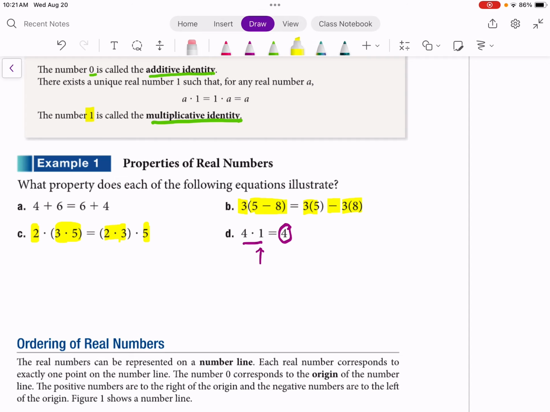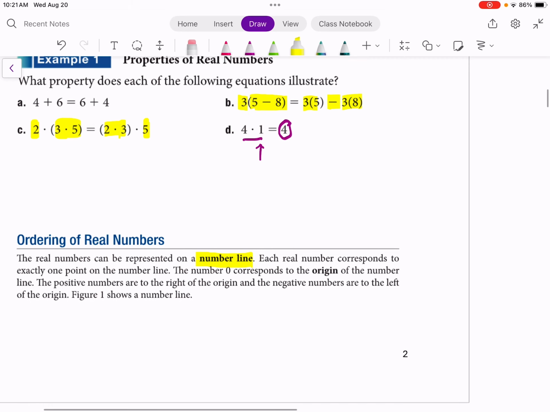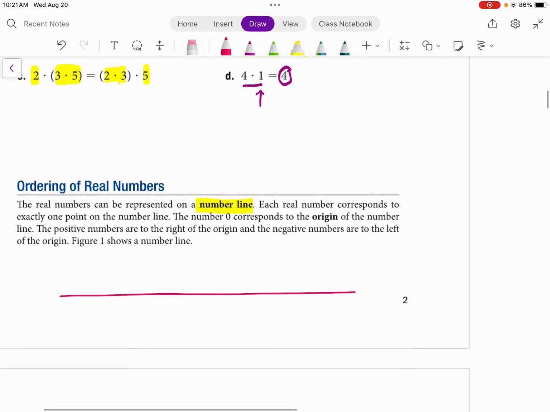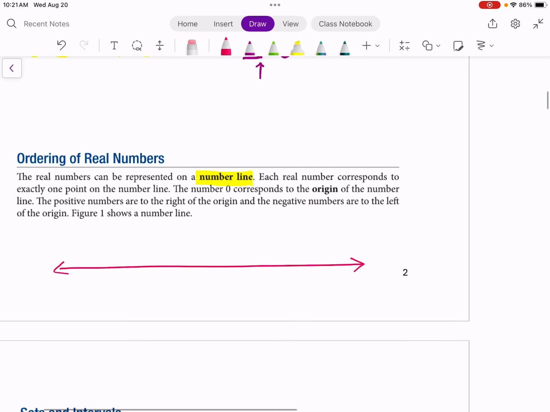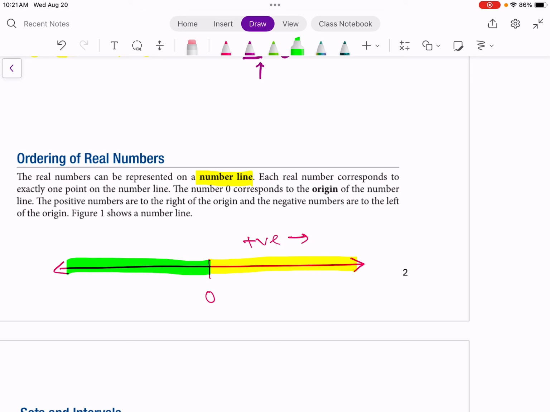Now the next topic, the number line. You all have seen a number line, right? What do we have in the middle of a number line? 0, right? At the center we always have 0. And what kind of numbers do we have on the right of 0? Positive numbers. And what kind of numbers on the left of 0? Negative numbers. So we have negative numbers on the left of our number line.